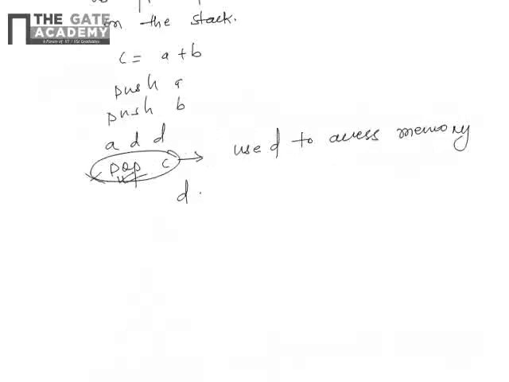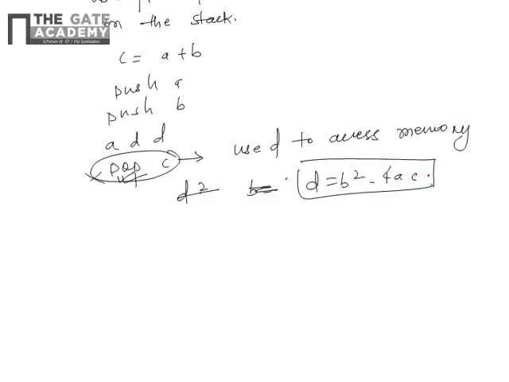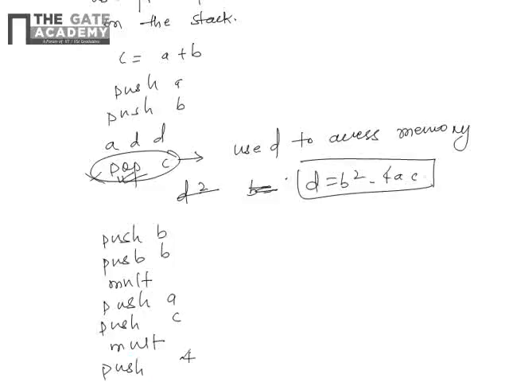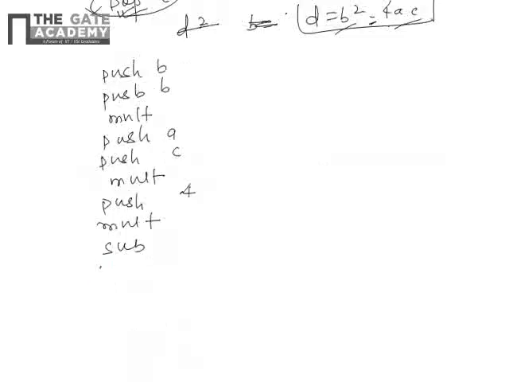Okay, so the expression given is, I'm so sorry, d equals b square minus 4ac. This is the given expression and we have to find out the number of operations required. Similarly, it will be push b, then again push b, then perform a multiplication, so mult. Then we push a, then push c, then perform again a multiplication, then push 4, then perform a multiplication. After that we obtain till here, right? Then subtract, and then pop d.